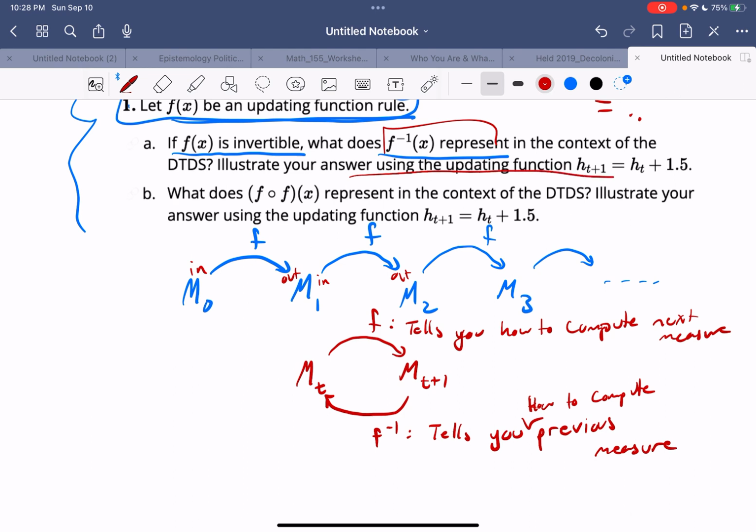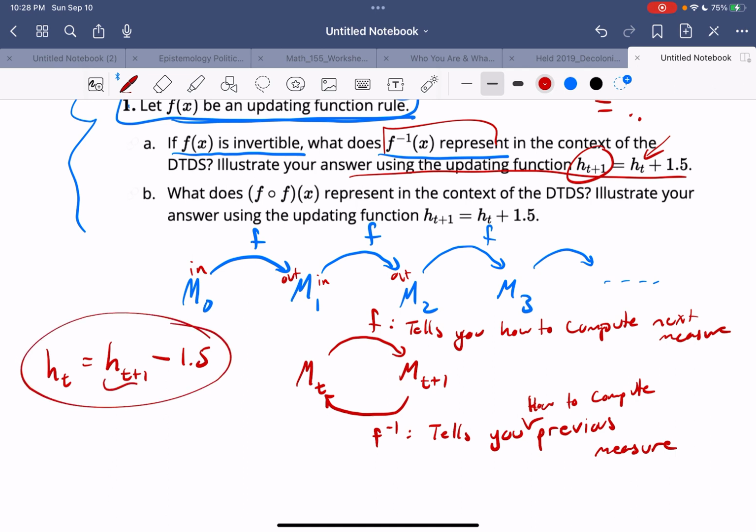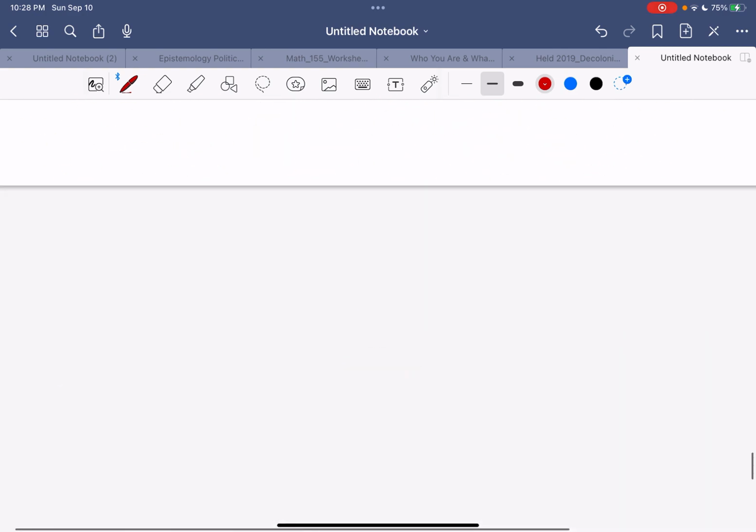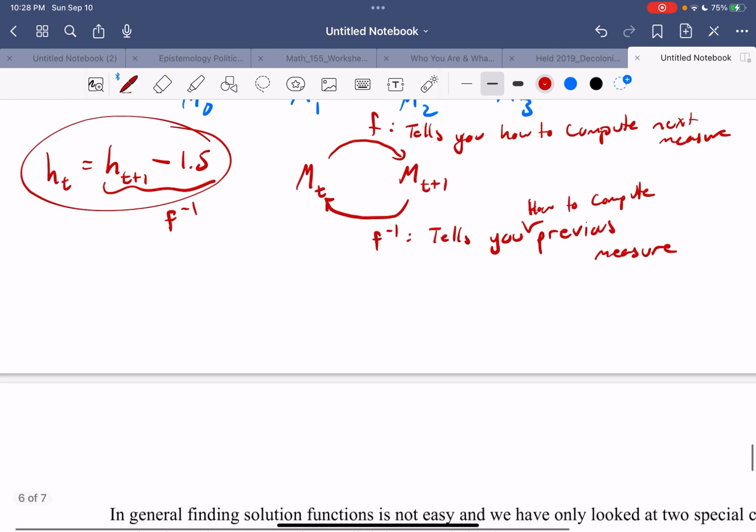So, illustrate your answer using the following update. Okay, fine. Let's do that. Here's the idea. Solve for the previous based on the next, right? So h of t is h of t plus 1 minus 1.5. This right here, this is f inverse. I promise it doesn't have to be complicated.